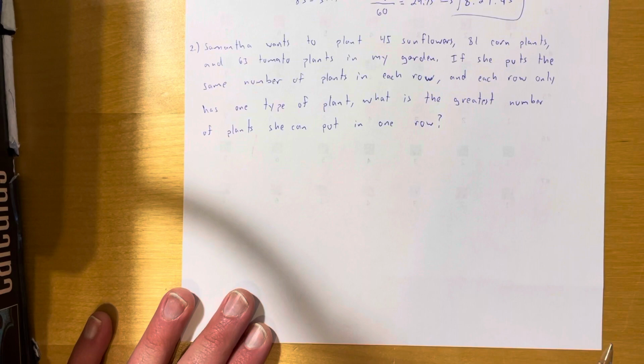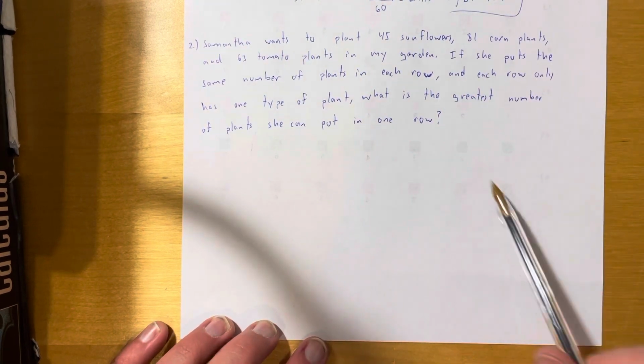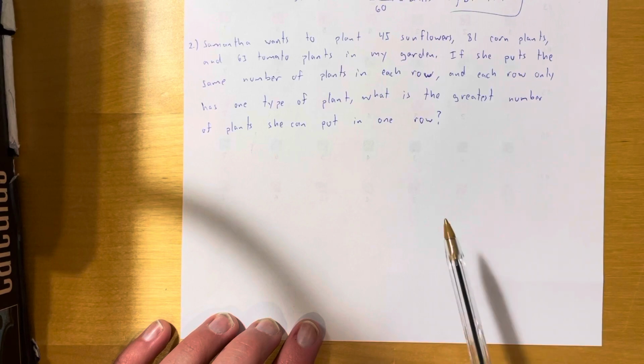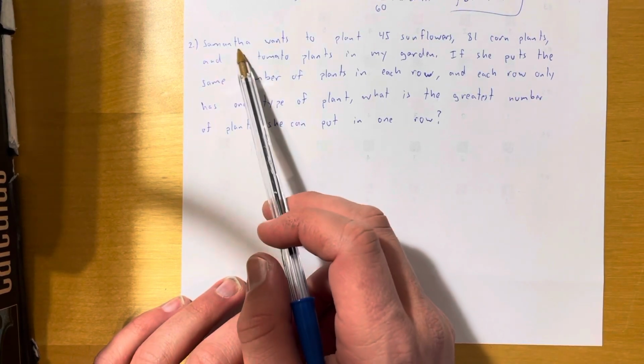All right, let's get this last example under our belts. So this first problem involved finding an LCM. The second problem, as you might guess, is going to involve finding a GCF, and we'll try to explain why that is. So let's read it first.